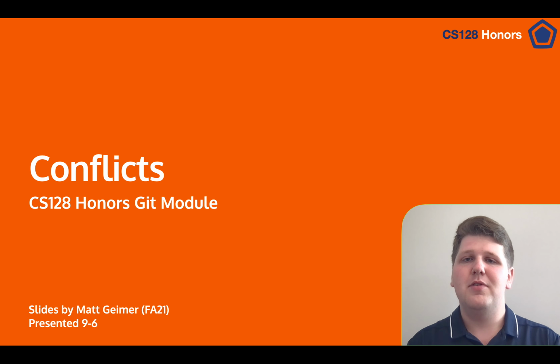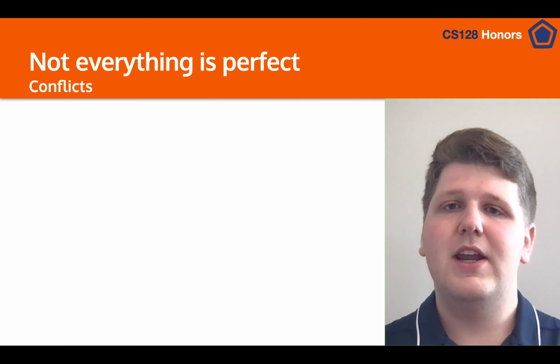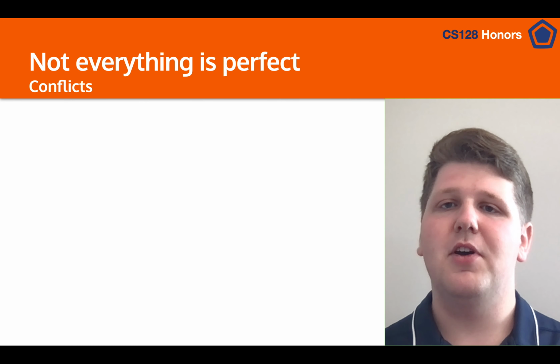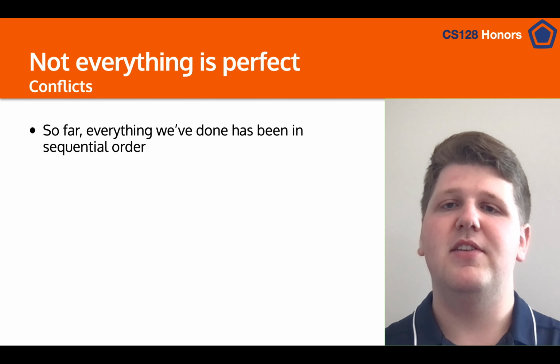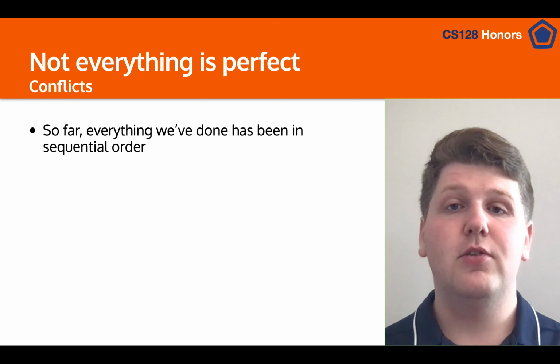In this lesson module, we've been talking about Git, and in this lesson specifically, we are going to be talking about what happens when two commits make a conflicting change. So far in this lesson module, we've been talking about commits as if they're a linear history, as if each commit happens after the previous commit. And that's true for the most part.